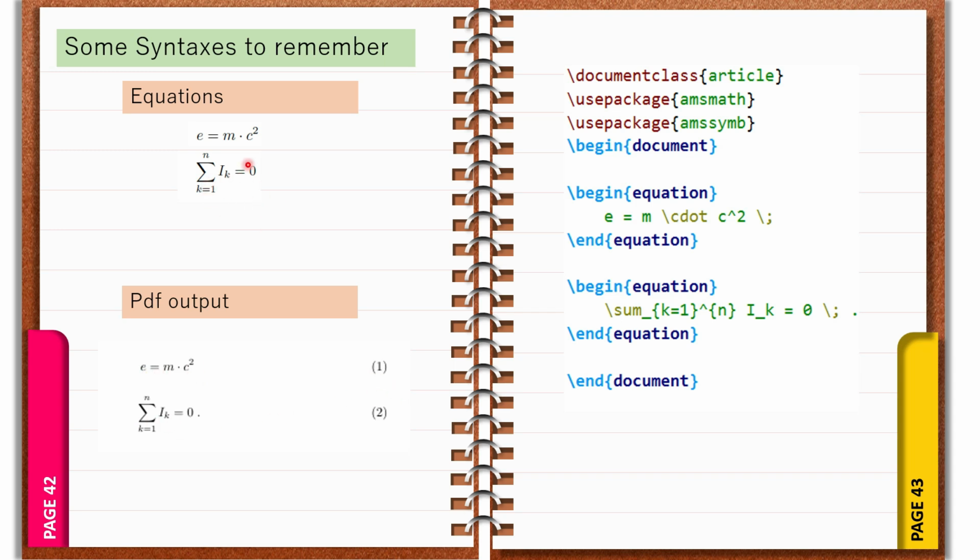Here the second equation I have. I have to start with begin equation and end equation, and I have to understand what contents are there in this equation. First one is sum, that is the summation symbol. Therefore I have to write sum, and then I have here the values of summation from k is equal to 1 to n. Therefore I am going to use this notation. After that I have I underscore k, so I underscore k is written equal to 0. On compiling, we are going to get the second equation.